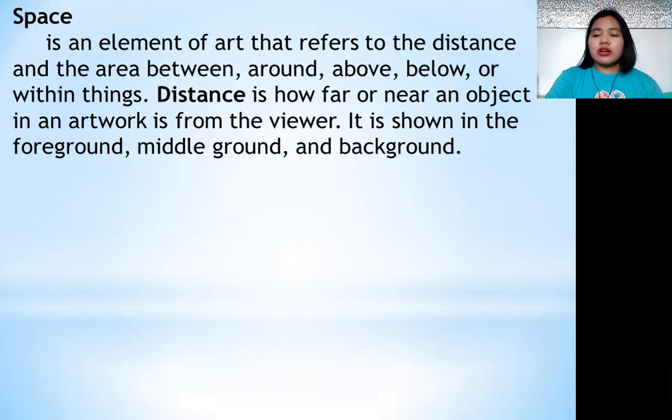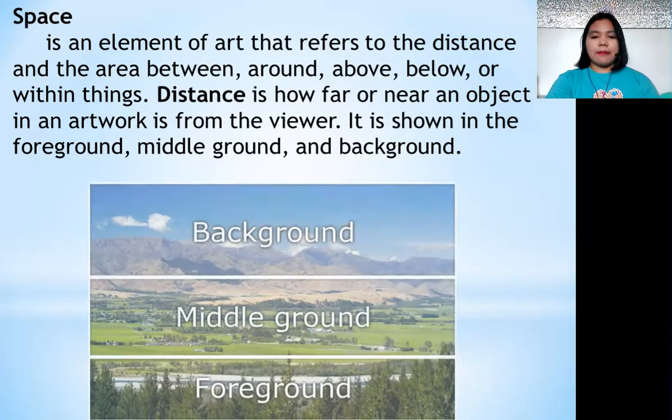This time, we will talk about space. Space is an element of art that refers to the distance and the area between, around, above, below, or within things. Distance is how far or near an object in an artwork is from the viewer. It is shown in the foreground, middle ground, and background. To make you understand space more, I will show you an example.